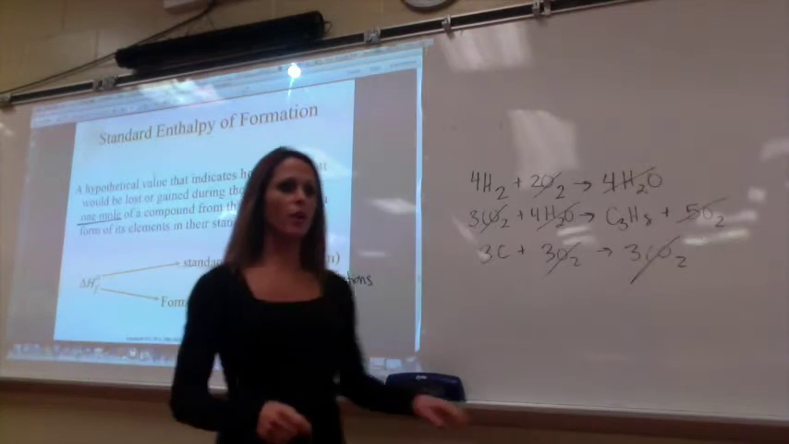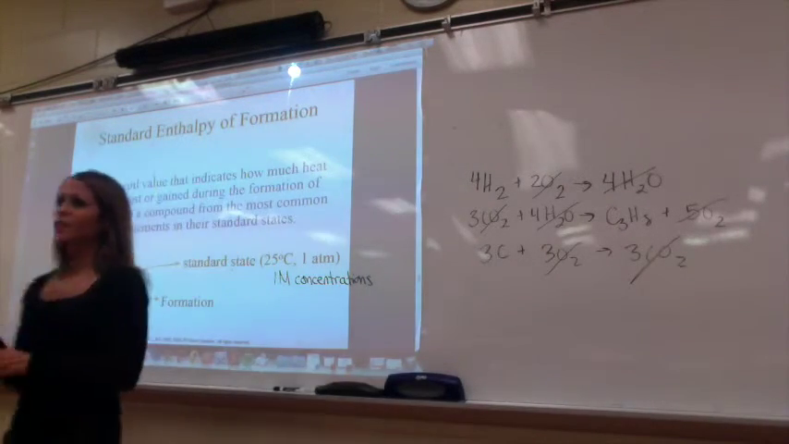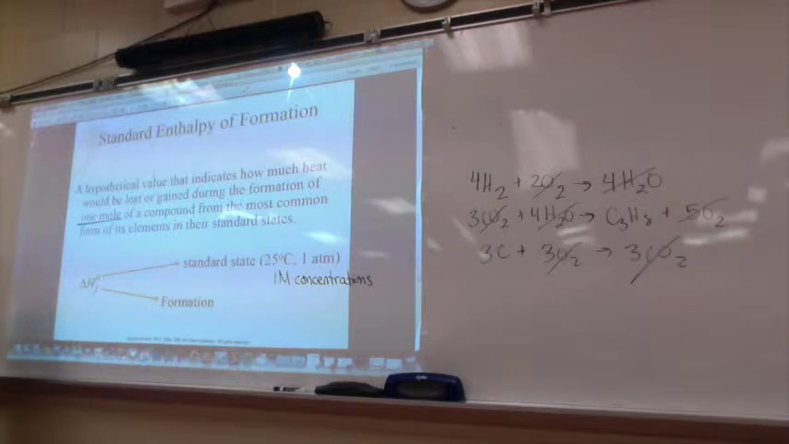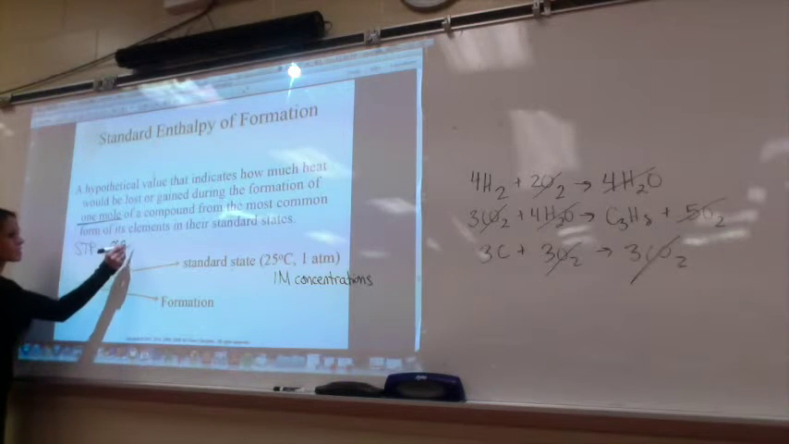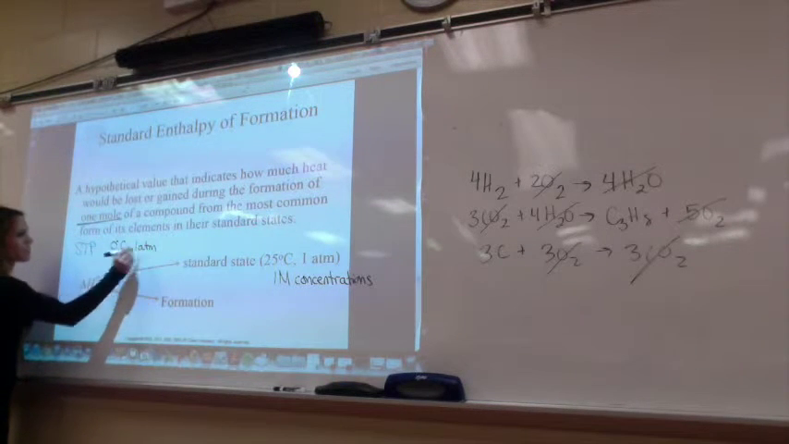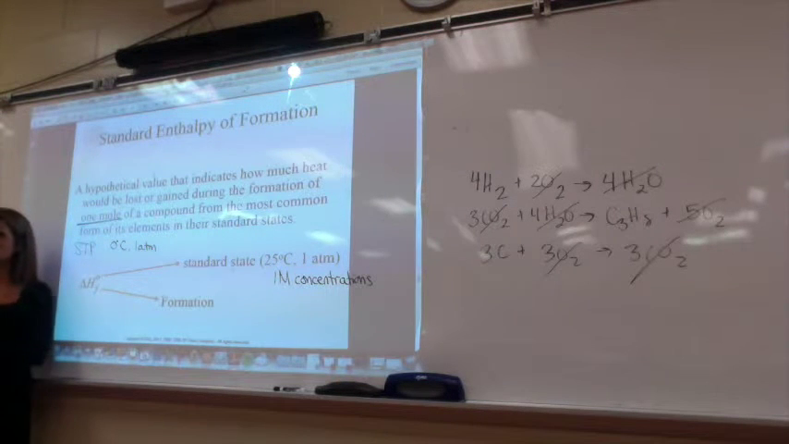So this will be hard for you to recognize because 25 degrees C is different than STP conditions. STP conditions are 0 degrees Celsius and 1 atmosphere. Do you see how this can get confusing? You have so much information to keep in your head that now you have to keep track of what's the correct temperature for standard state and what's the correct temperature for STP.